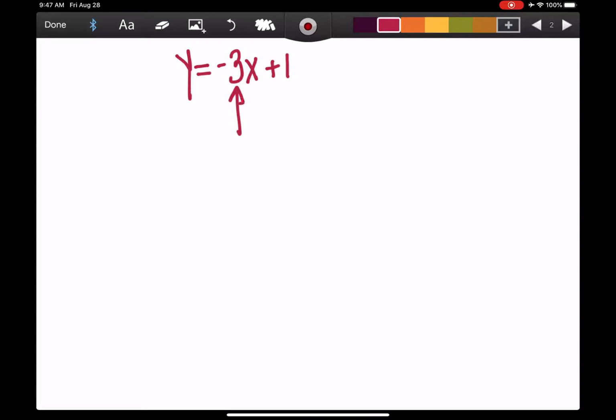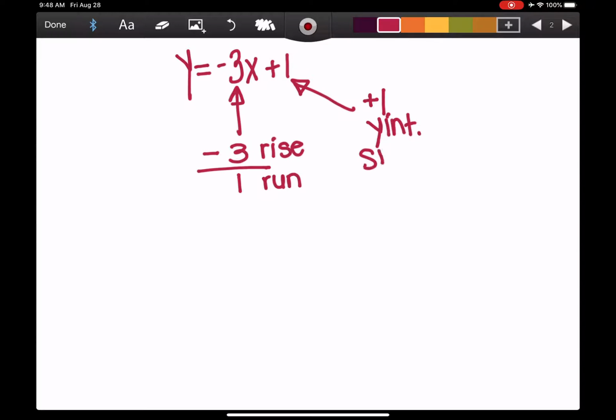This here, it just means we can turn it into a fraction. Remember, you could put any number over 1, and the slope is the rise over the run. Okay, and the y-intercept is just a positive 1. Remember, it's the starting point. So we always start with plotting the y-intercept. So let's see, if I just sketch a really messy coordinate plane here.